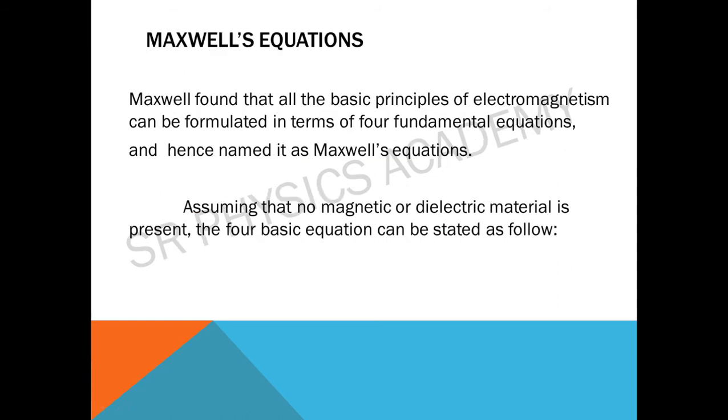Maxwell's equations. Maxwell found that the basic principles of electromagnetism can be formulated in terms of four fundamental equations, and hence named it as Maxwell's equation. Assuming that there is no magnetic or dielectric material present, the four basic equations can be stated as follows.